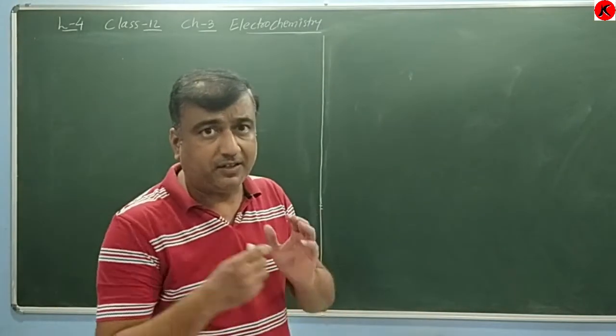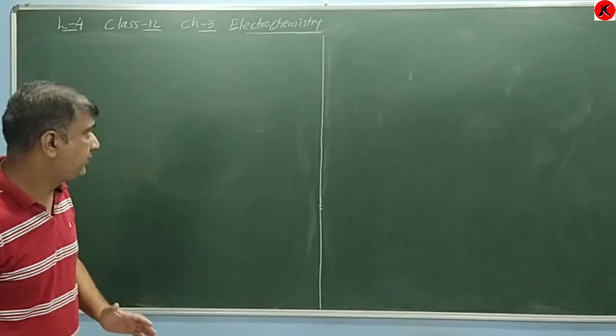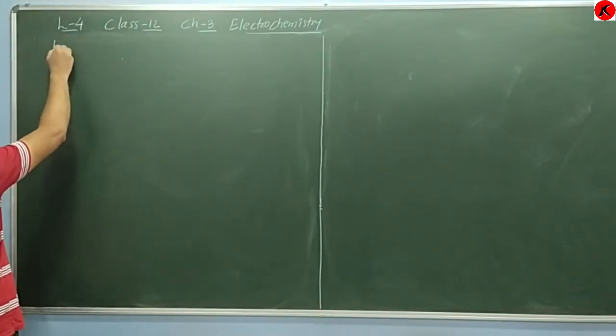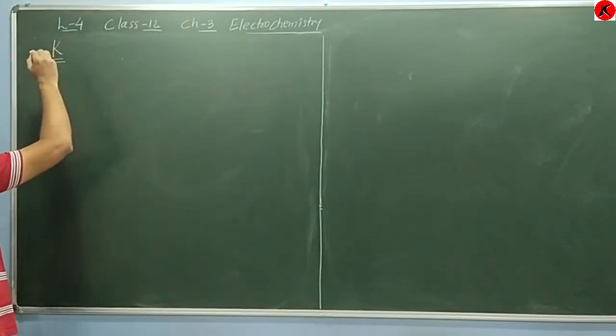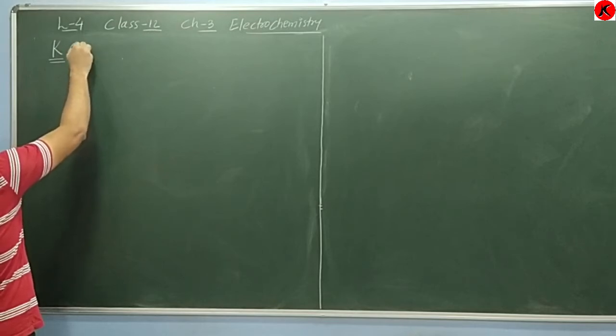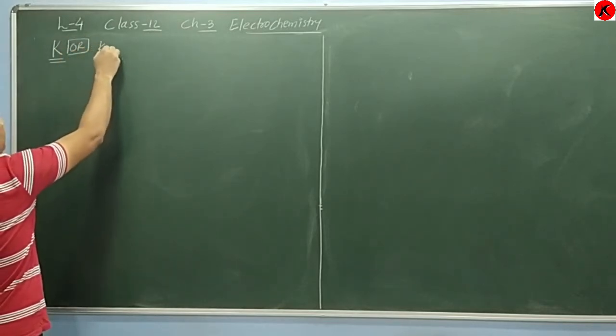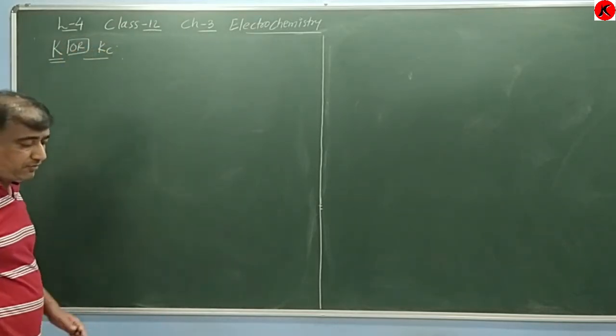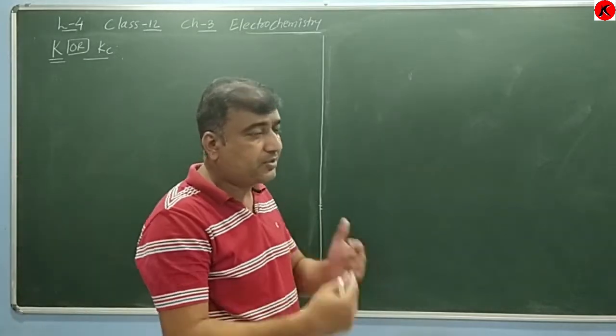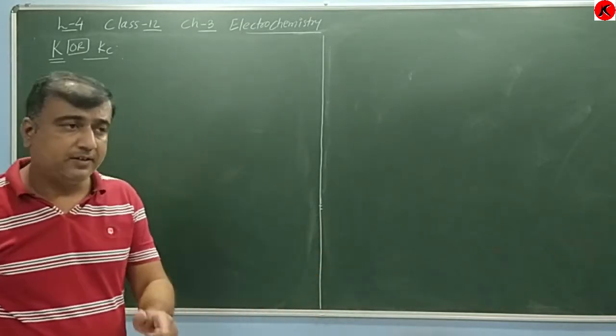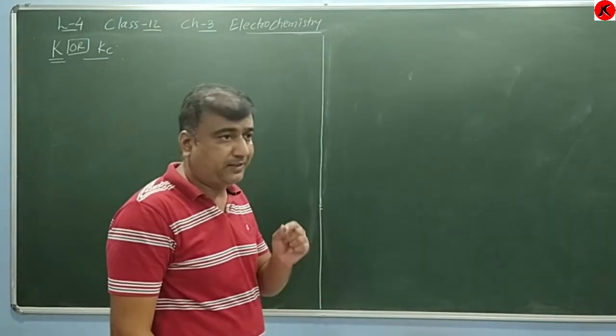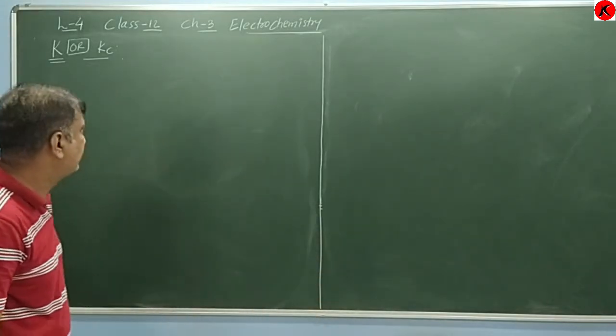How to calculate the equilibrium constant? Equilibrium constant means K, otherwise Kc. How to calculate K? Once the cell potential is calculated, then based on this we can calculate the equilibrium constant.